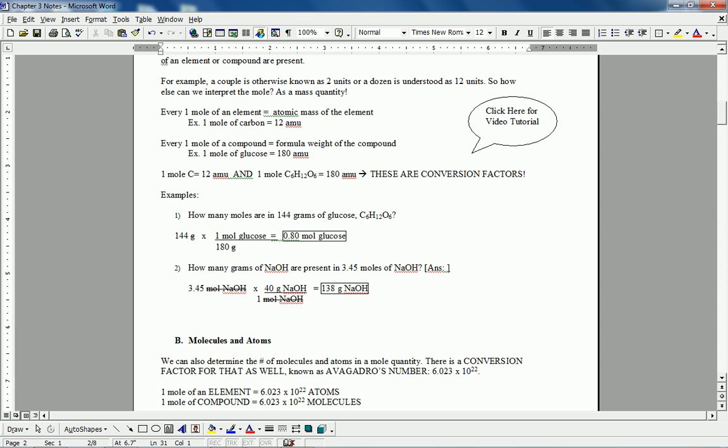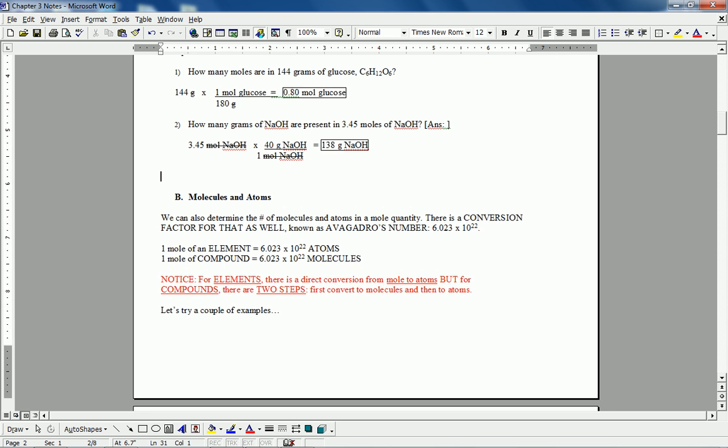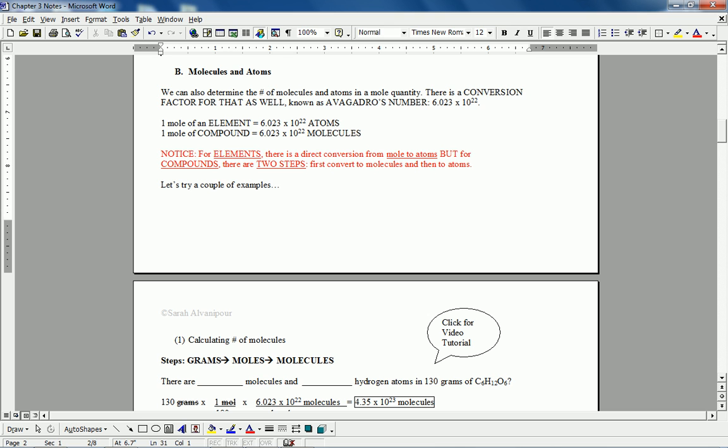Now, in the next section, we're going to look and see how we can convert moles to molecules and atoms, and there will be an additional video tutorial for that.